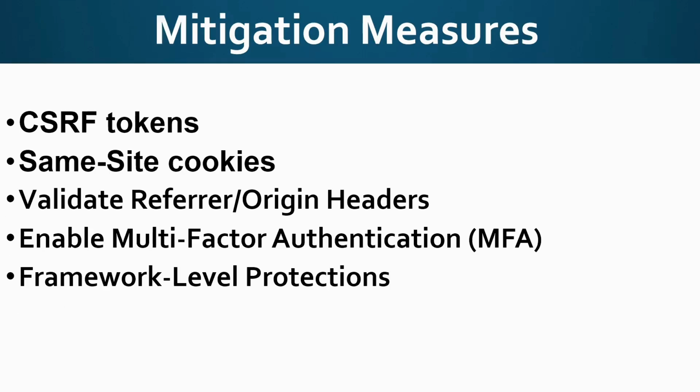Next, the mitigation measures. First, CSRF tokens: we have to make use of CSRF tokens. Next is usage of the SameSite attribute for cookies to prevent them from being sent with cross-site requests. Next, check and validate the Referer or Origin headers of incoming requests to ensure that they originate from trusted domains. Next, enable multi-factor authentication, and use the built-in CSRF protection mechanisms provided by web frameworks.